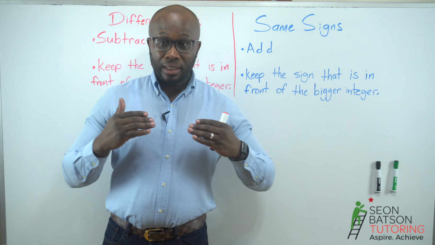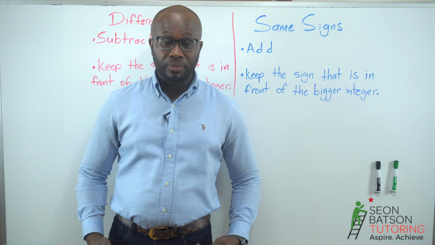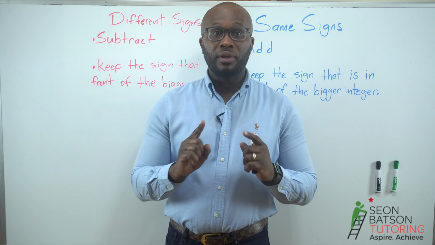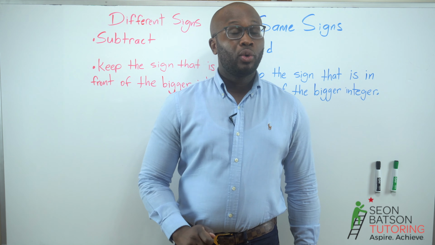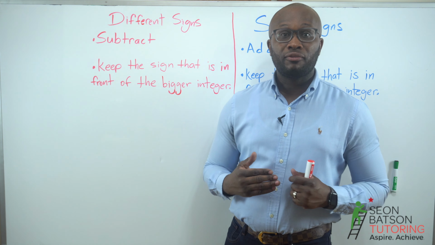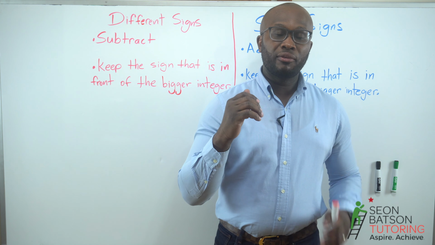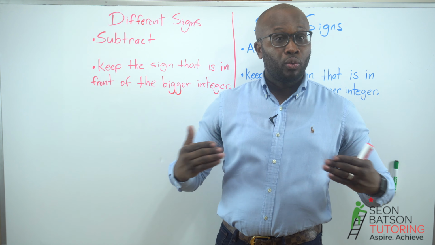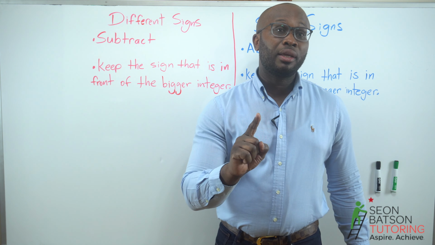When adding and subtracting integers, we are going to use two very simple rules to help us master this concept. Rule 1 says, if the signs that are in front of the integers are different, we will subtract the integers. When we are done subtracting the integers, we will always keep the sign that is in front of the bigger integer. Yeah? If the signs in front of the integers are different, we will subtract the integers. When we are done subtracting, we must at all times keep the sign that is in front of the bigger integer.